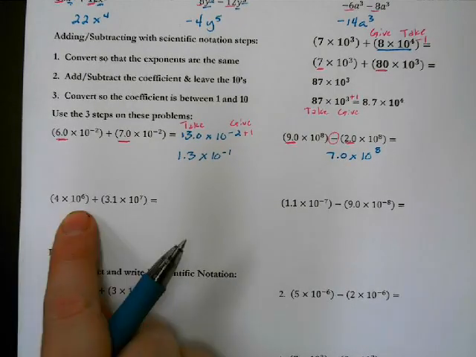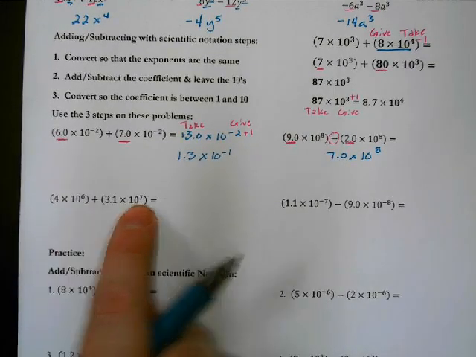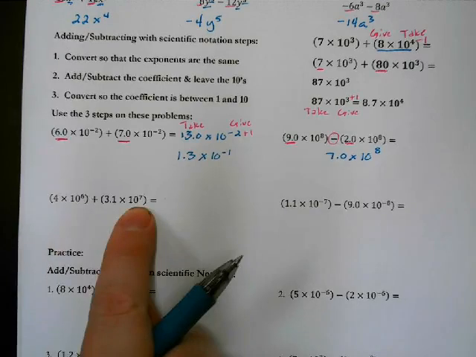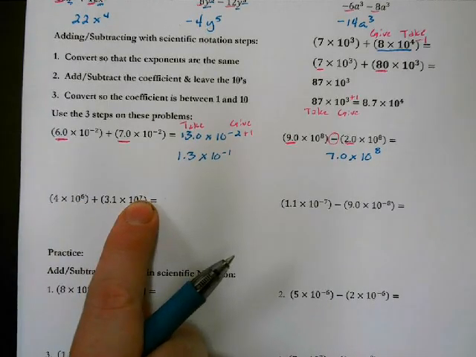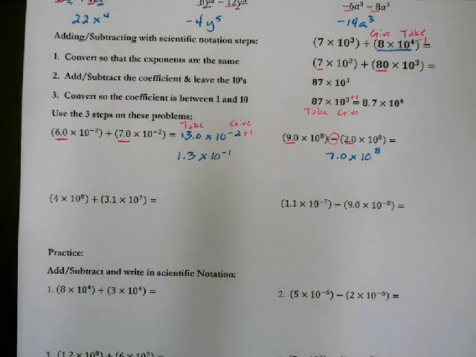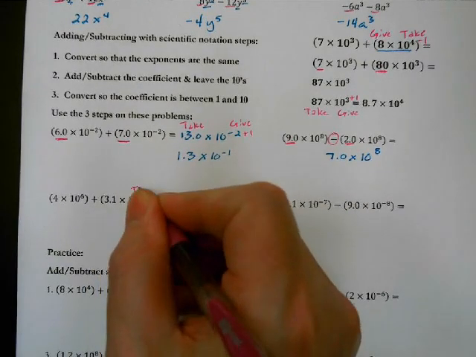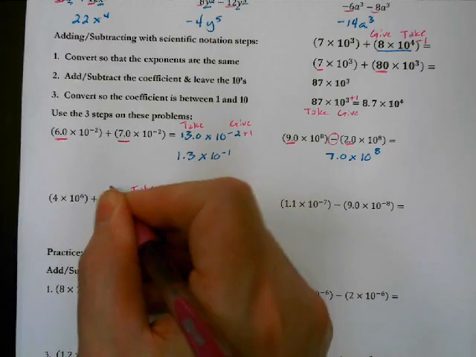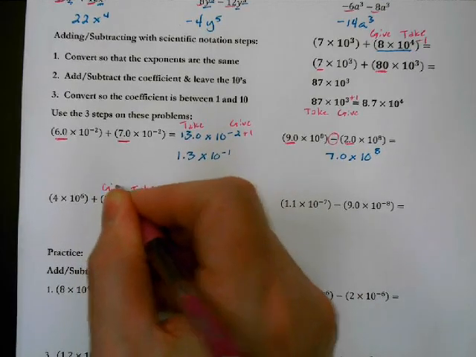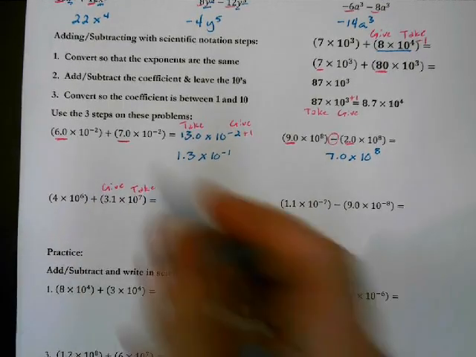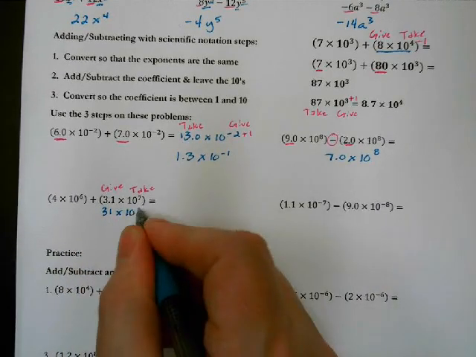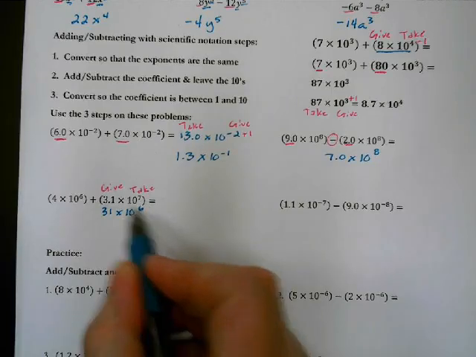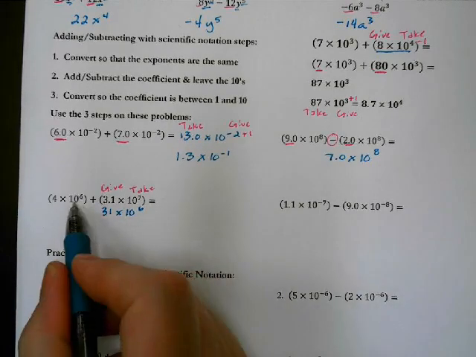Next one. This one, we've got a little bit of a problem here. We've got 10 to the 6th and 10 to the 7th. So I'm going to take a power of 10 here and give a power of 10 here. So when I do that, I get 31 times 10 to the 6th because I took a power of 10 and I gave a power of 10. Now these are both 10 to the 6th power.